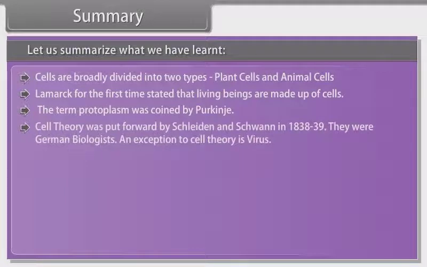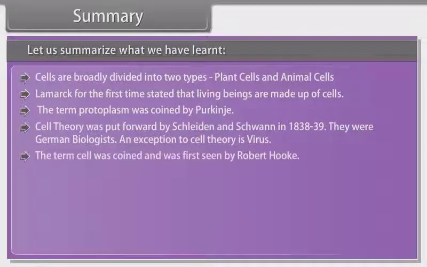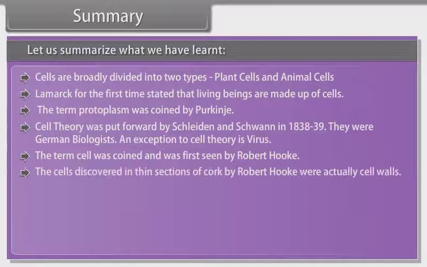Cell theory was put forward by Schleiden and Schwann in 1838 to 1839. They were German biologists. An exception to cell theory is the virus. The term cell was coined, and cells were first seen, by Robert Hooke. The cells discovered in thin sections of cork by Robert Hooke were actually cell walls.